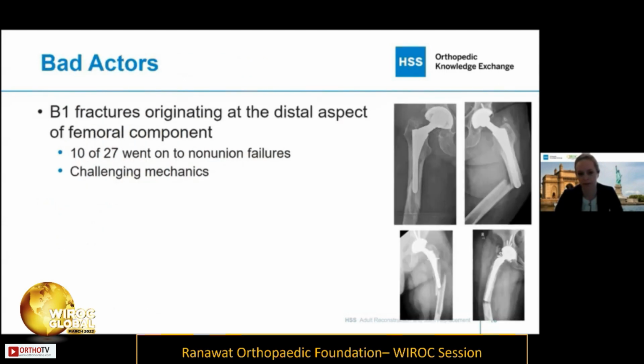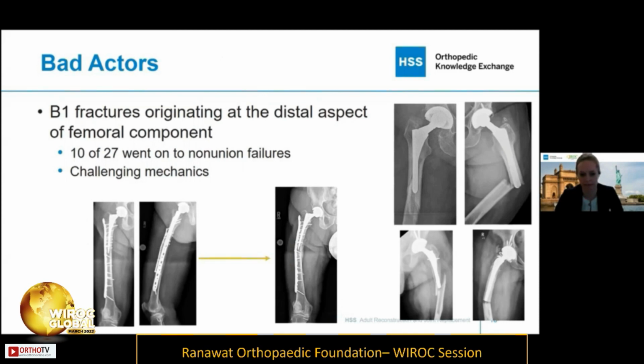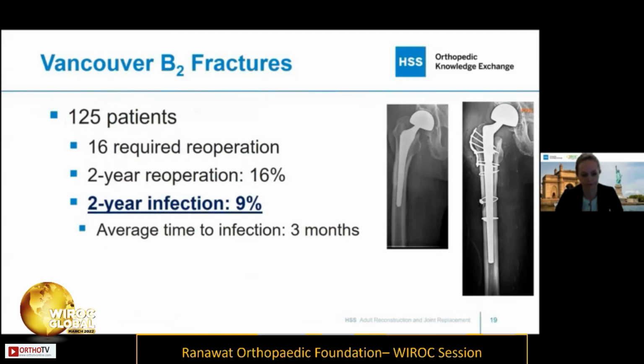The ones that occur at the tip of the stem are really the bad actors. So these are the ones that some people would call a C. I call that a B1 because it's so much involved with the stem. Really challenging mechanics and a high non-union rate. Overcoming that varus is incredibly important. You can see even dual plating at times is not the solution.